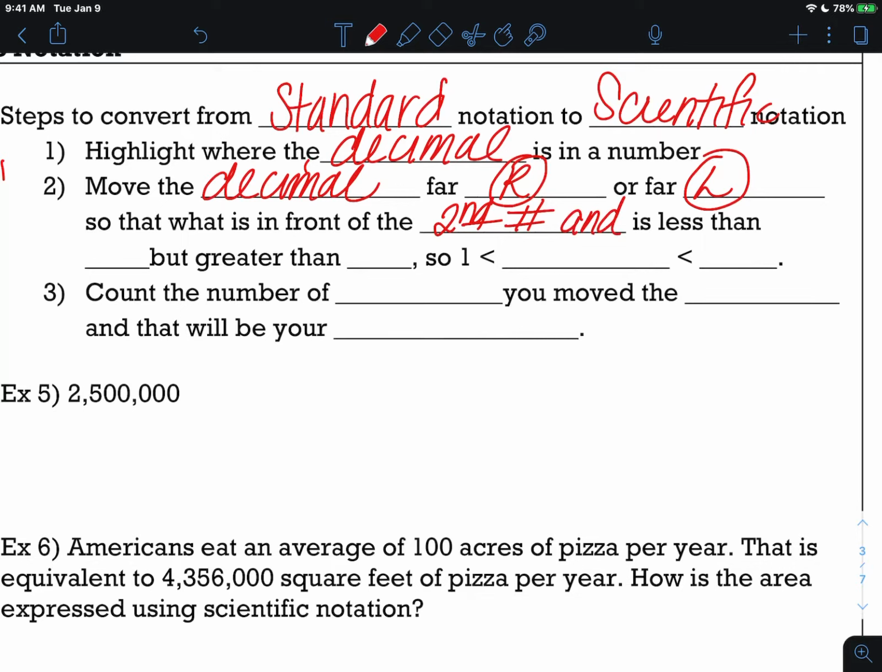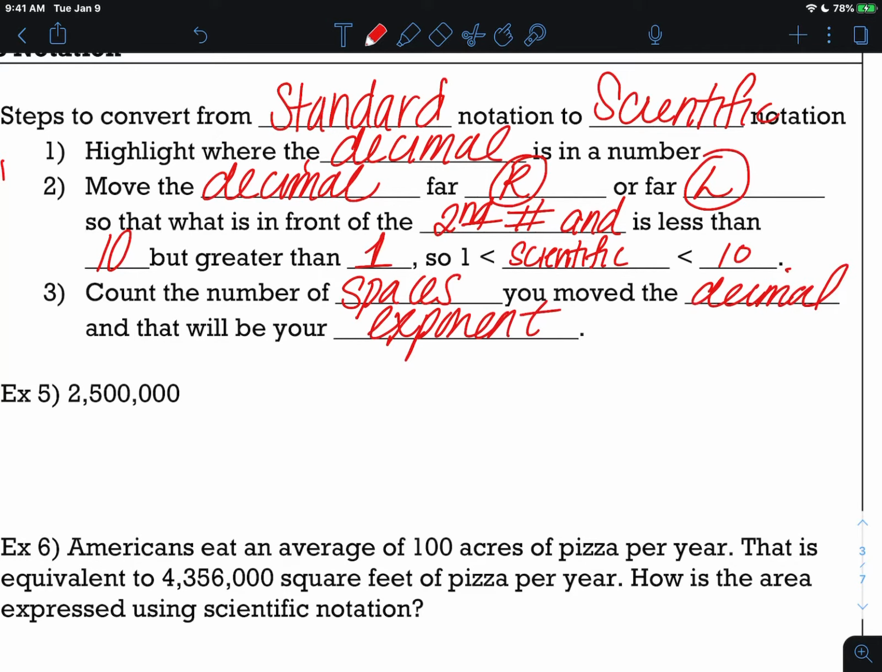And the new number that we make is less than 10, but greater than 1. So that means our scientific notation number should be bigger than 1, smaller than 10. Count the number of spaces you move the decimal, and that will be your exponent.